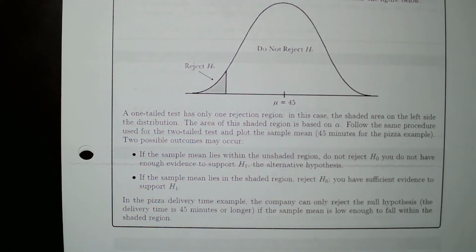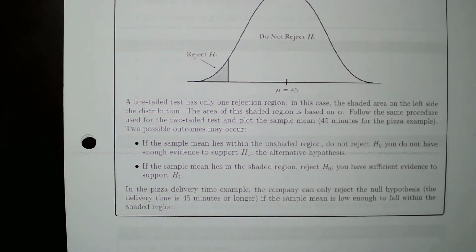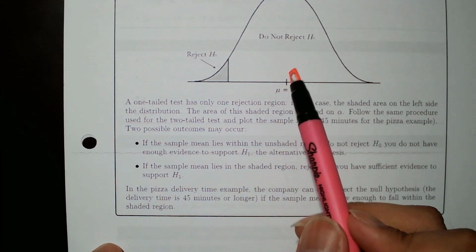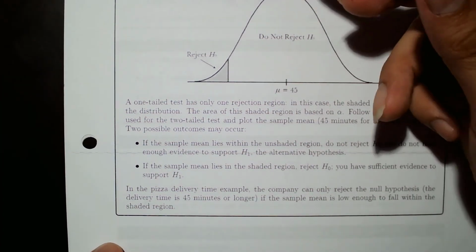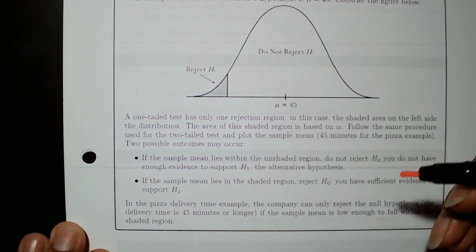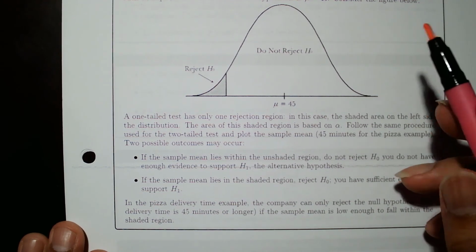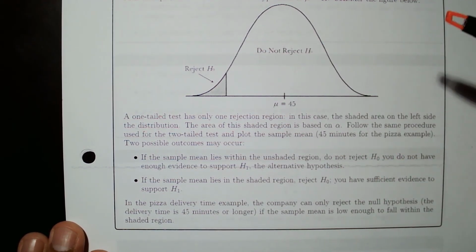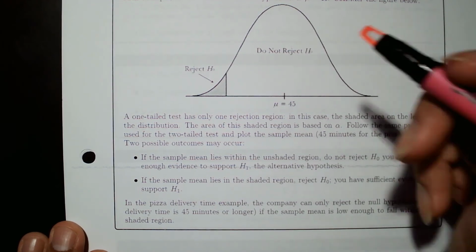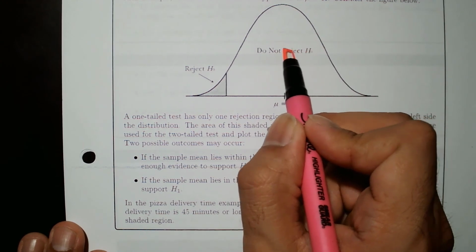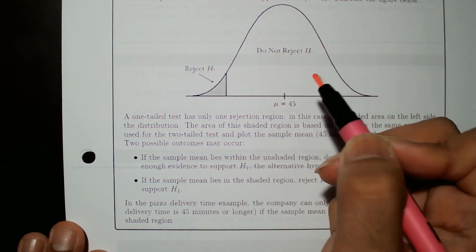And again, the process to determine whether we have enough evidence is the same. Collect a sample, calculate the test statistic, and if our test statistic lies within the non-shaded region, then we do not reject the H0. Okay, so we lose the argument.